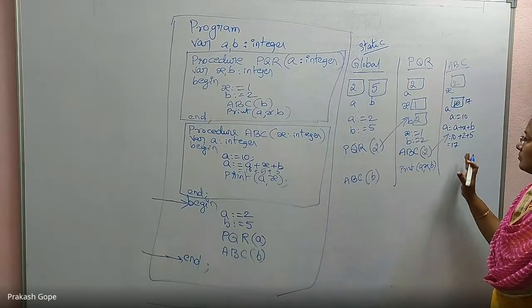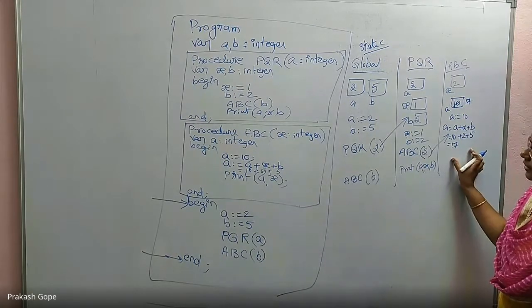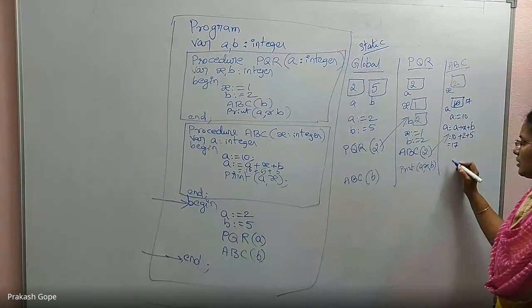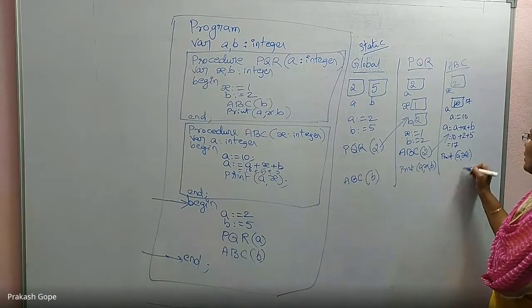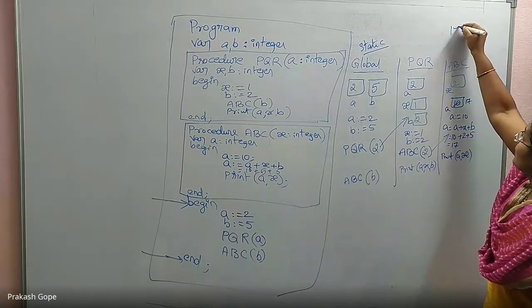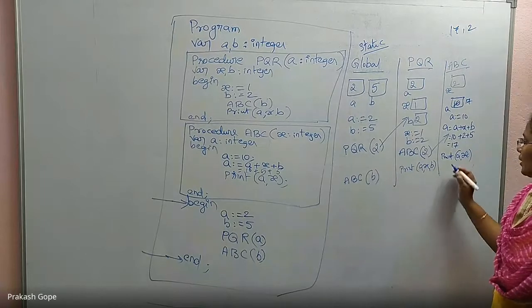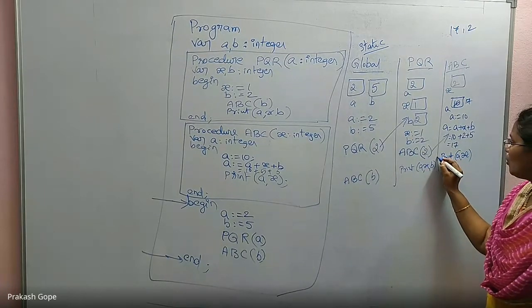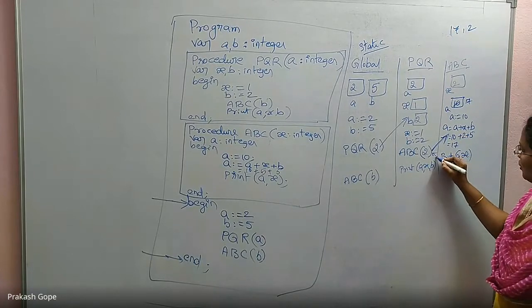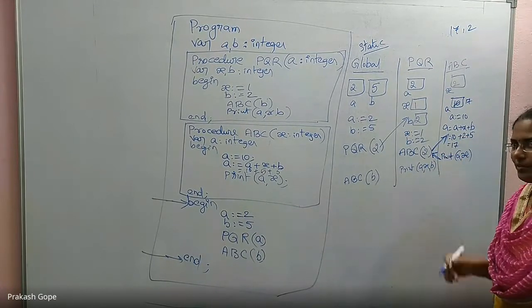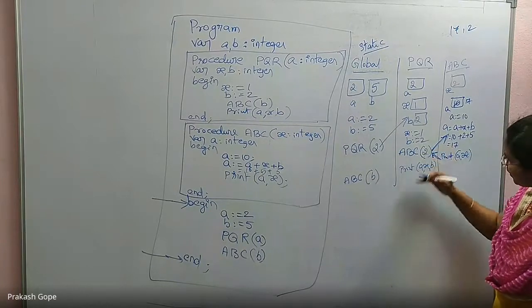Fine. Execution is done, right? And there is a print statement, print A comma X. What are the A and X values? A is 17, X is 2. Execution is completed. Go back to the calling environment. I came from here, so I will jump to the same line, return to the same line, and continue.